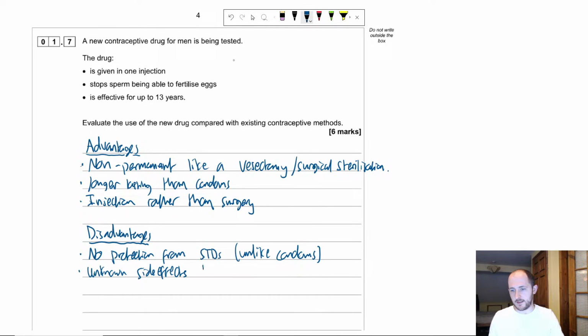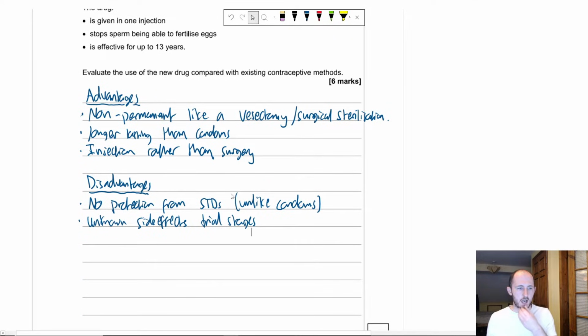Effects, as it's in the trial stages. Again, I'm writing in a bit of shorthand, so you'd have to say because it's in trial stages. What else?